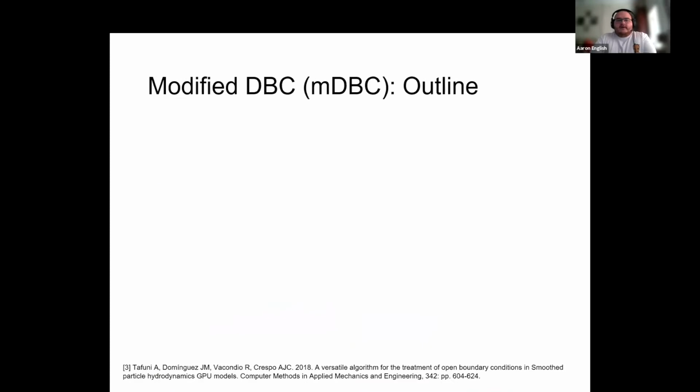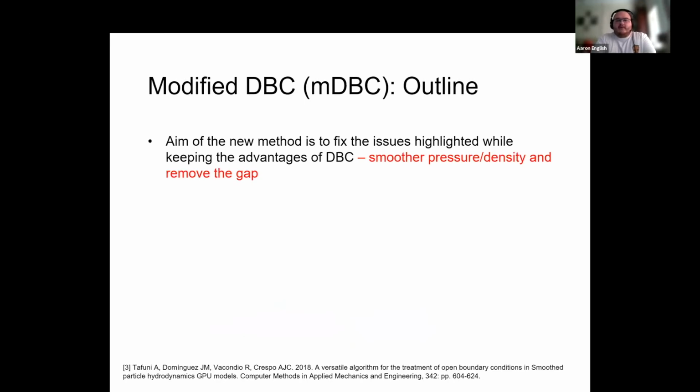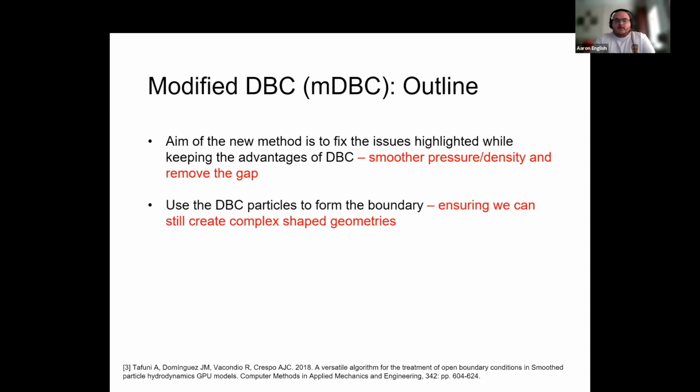So our solution is modified DBC, or mDBC. The aim of this boundary condition is to fix the issues highlighted while still keeping as many advantages of DBC as we can. So this is to get a smoother pressure or density in the boundary and to try and remove the gap. We're still going to be using the DBC boundary particles, so this ensures we can still create nice complex shape geometries.